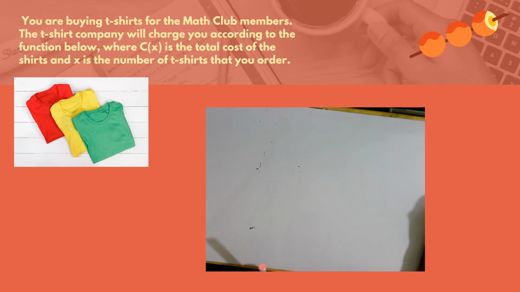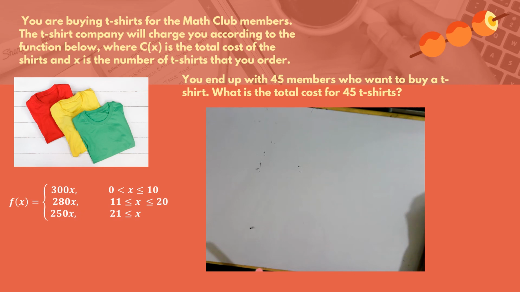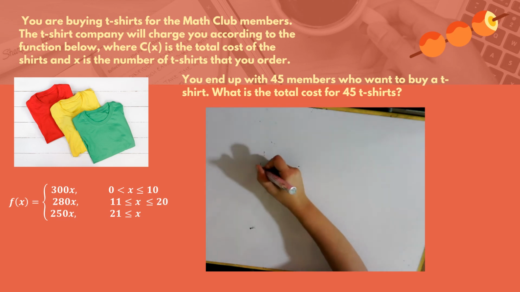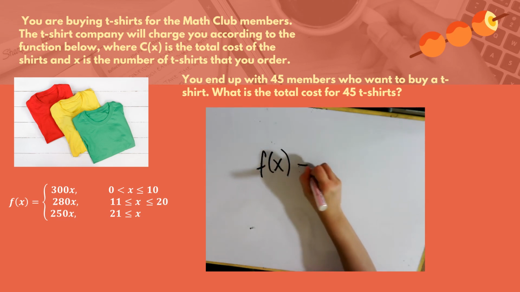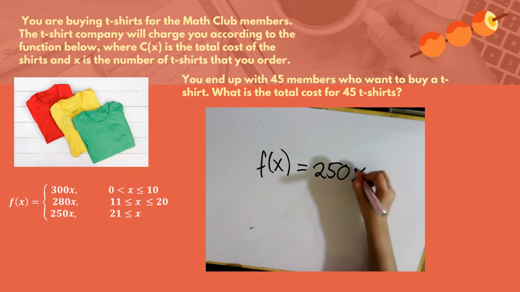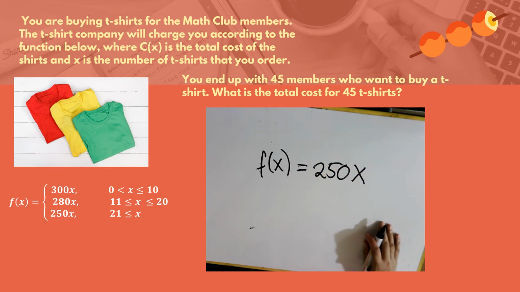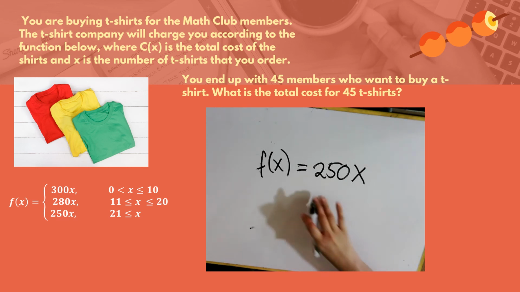Next, you end up with 45 members who want to buy a t-shirt. What is the total cost for 45 t-shirt? So, para malaman natin kung magkano lahat ang babayaran pag nagpagawa ng 45 t-shirts, alamin muna natin kung saang function siya mag-a-apply. Saan nga ba? Doon sa third function, which is 250x. Dahil for 21 and above na number of t-shirts, dun siya mag-a-apply sa 250x.